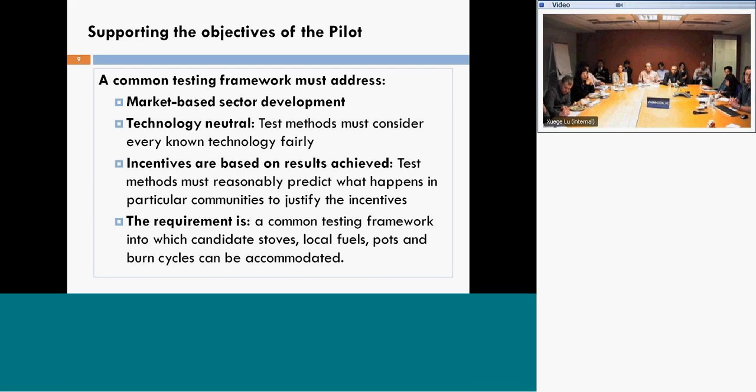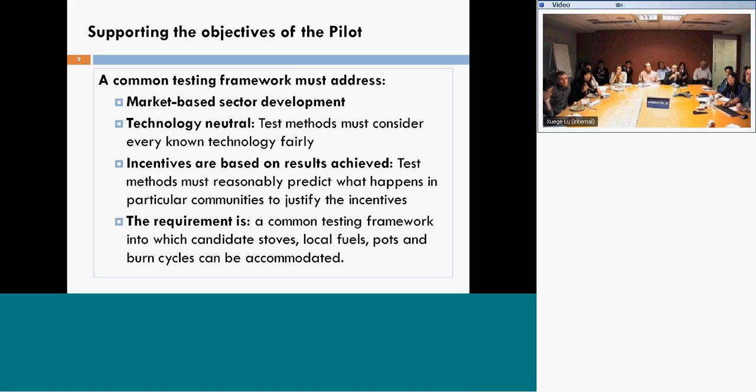So to support the objectives of the pilots, we want a market-based sector development. We want this to be viable when we disappear. We are technology neutral. We have to be very fair when we consider them. The incentives are based on results achieved. We are only paying if you sell 70%. If you use it and it performs the way it was supposed to, 30%, or a portion of that 30% if they don't really use it.